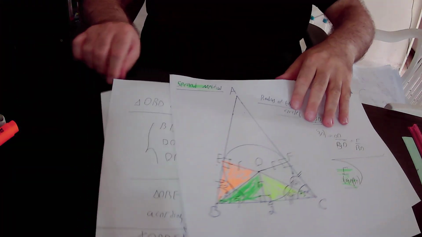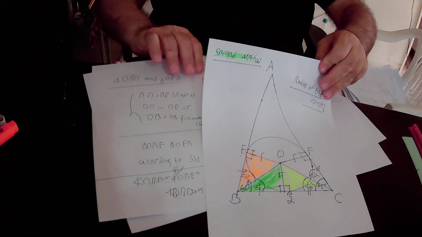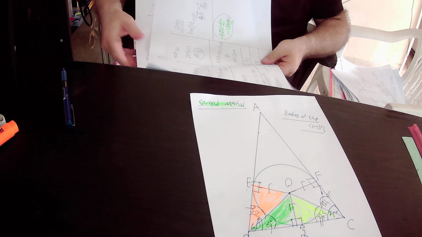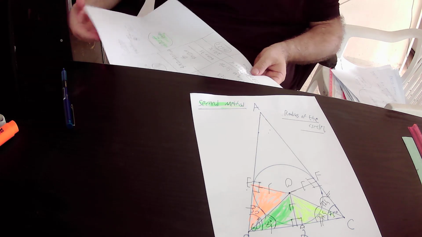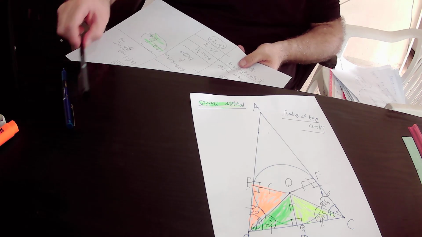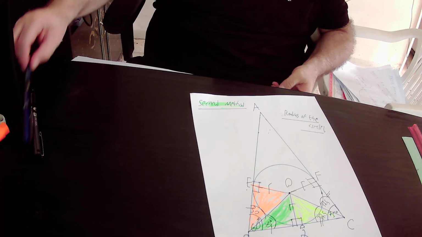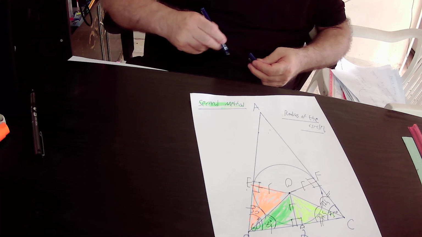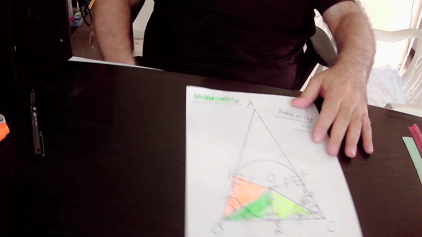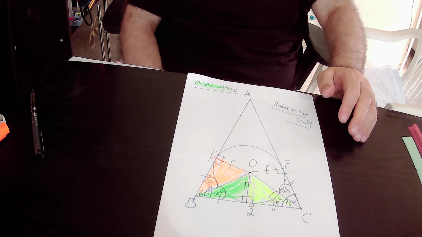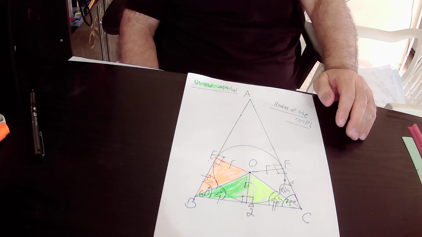In the second method, we actually use two rules. Rule number 1, that the tangent to a circle is perpendicular to the radius drawn to its point of tangency. And also rule number 2, that the lengths of two tangents from a common point to a circle are equal.